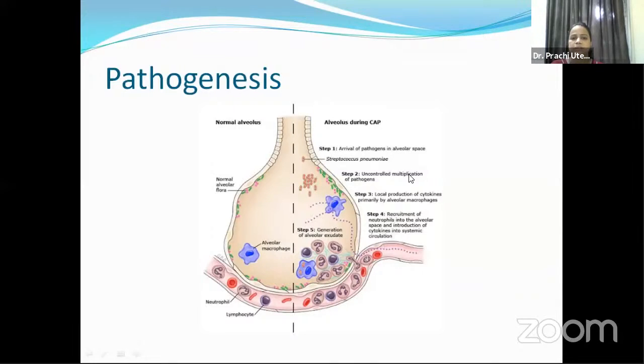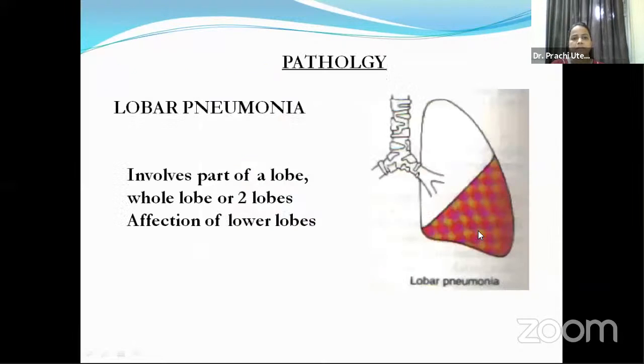and that is why later on the symptoms will start. So this is the basic pathology, or pathogenesis, we can say.